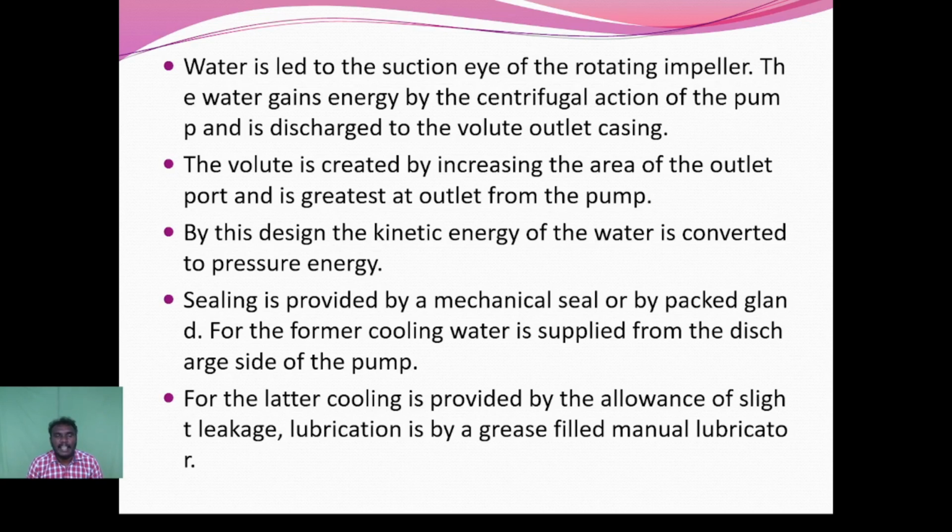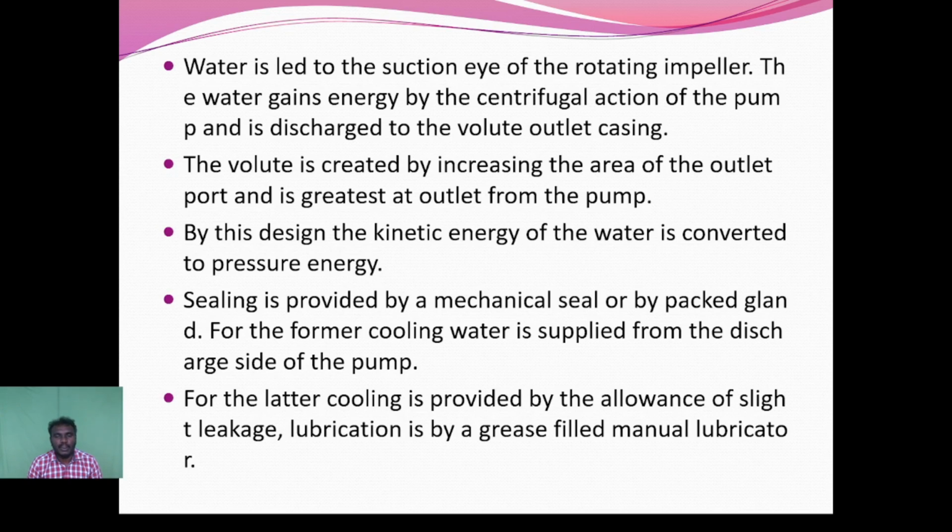So the water is led to the section of the rotating impeller. The water gains energy by the centrifugal action of the pump and is discharged to the volute casing outlet, so it is known as a centrifugal pump. The volute is created by increasing the area of the outlet port, and it is greatest at the outlet from the pump. By this design, the kinetic energy of the water is converted into pressure energy. Sealing is provided by a mechanical seal or by a packed gland.